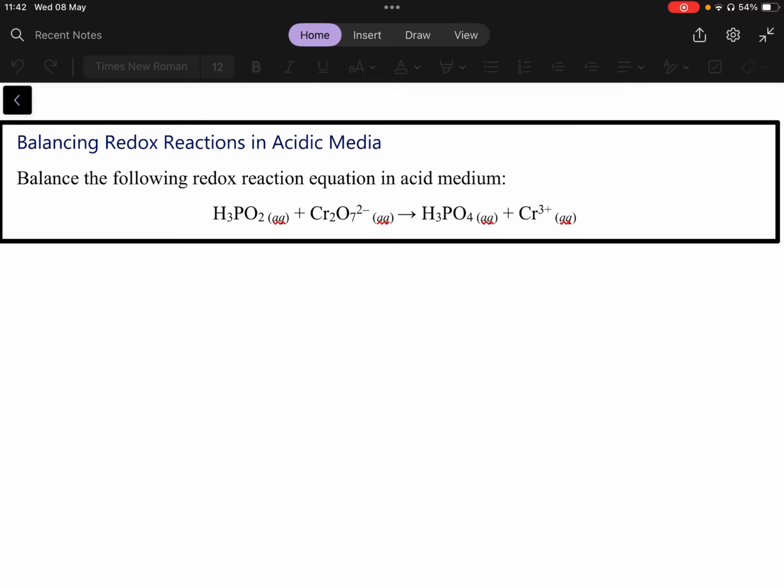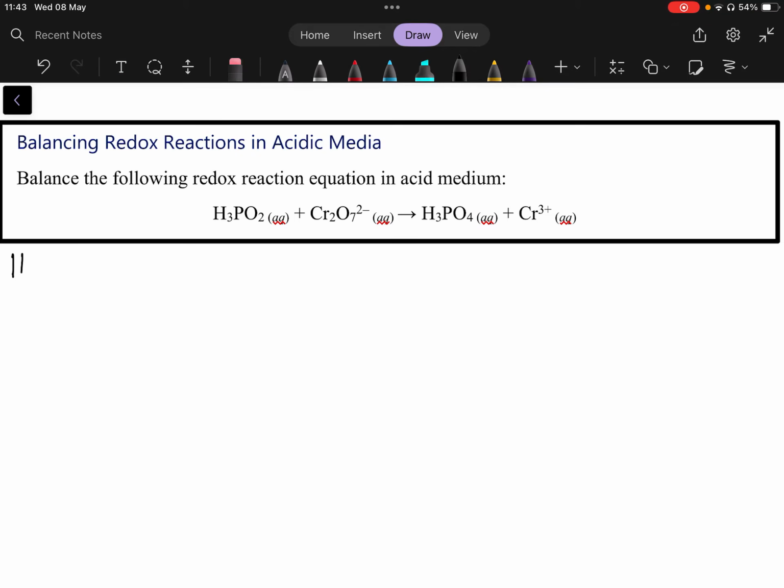Right. So what is the first step that we need to determine when we're looking at a redox reaction and we want to balance it? We need to determine which species is undergoing oxidation and which species is undergoing reduction. So in other words, we allocate each species an oxidation number. The ones that we always know in this situation are hydrogen and oxygen, and the ones that are unknown are the chromium and the phosphorus. So let's start by assigning each of them their oxidation number.